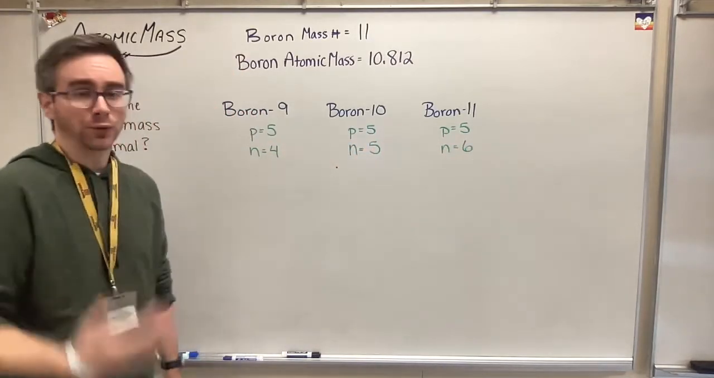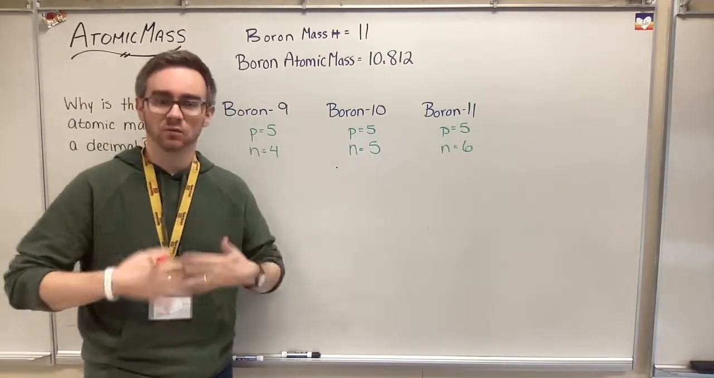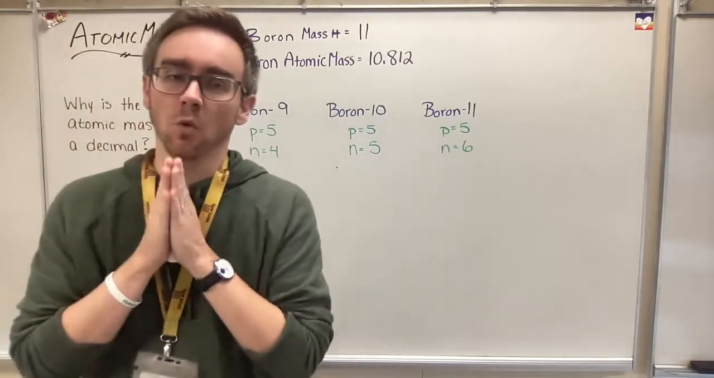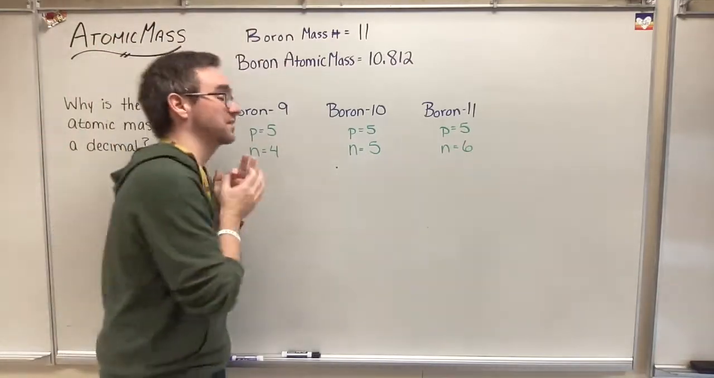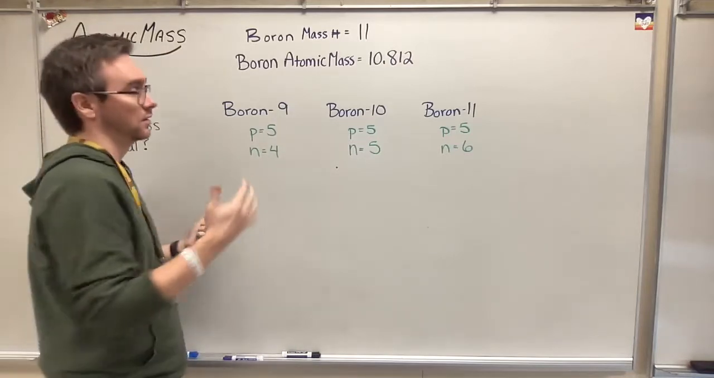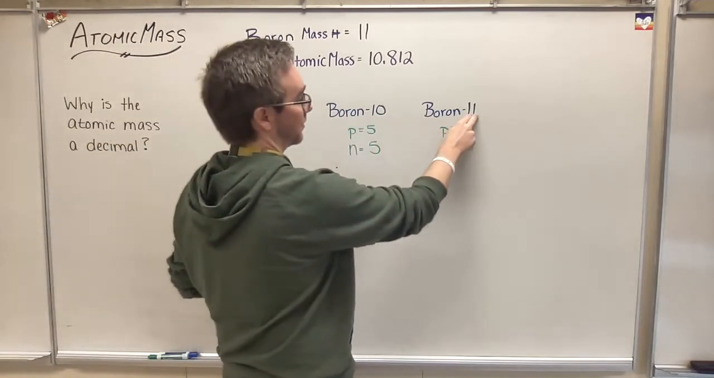There are 13 different ones. These are just the 3 most popular, or most abundant, the ones we find the most. If I was going to pick one number to put on the periodic table, because I want to label the mass, and the periodic table gives us information about each element, should I put a 9? Should I put a 10? Or should I put 11?